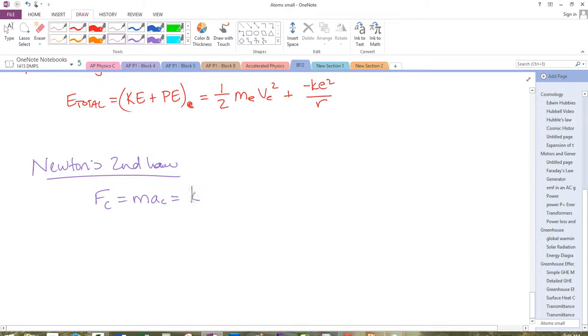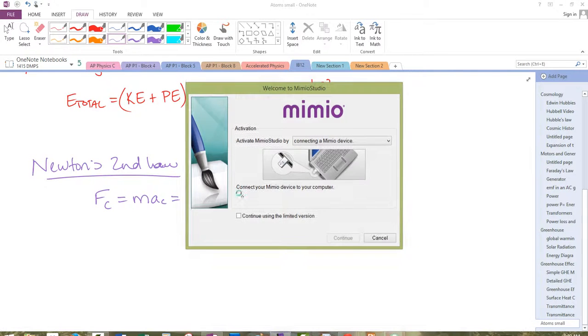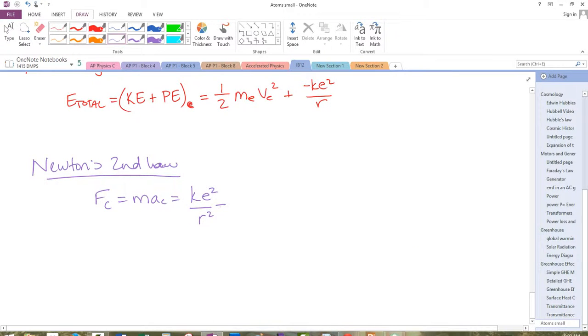So that's going to be k e squared over r squared for the force. I'm not going to worry about the negative because the direction is always inward. Does that make sense? Is that okay? And centripetal acceleration, what is it? Yeah. So you got the mass of the electron times v squared over r.